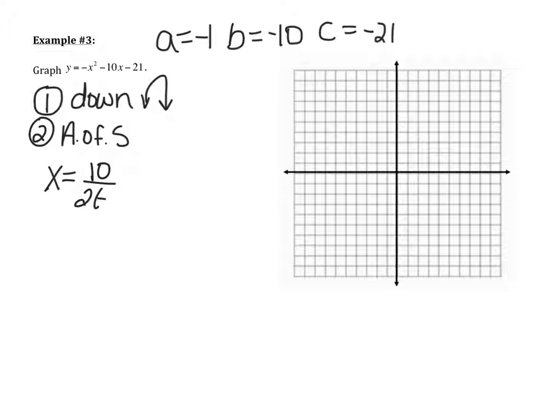over 2 times negative 1. So again, don't use your calculator. 2 times negative 1 is negative 2. So we get x equals negative 5. So our axis of symmetry is the line x equals negative 5.